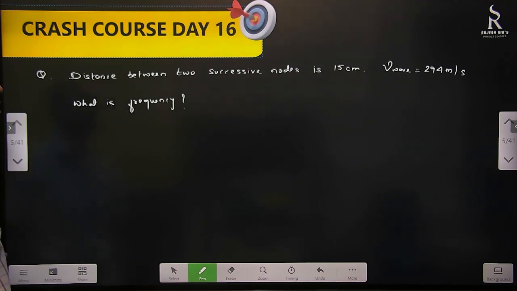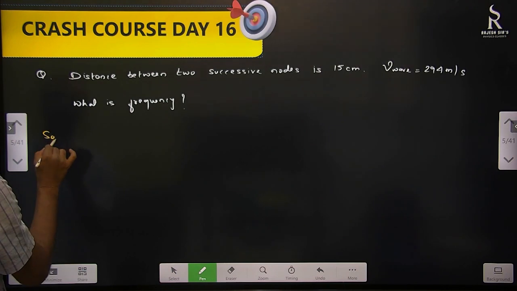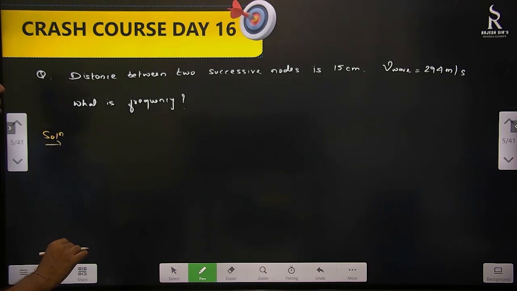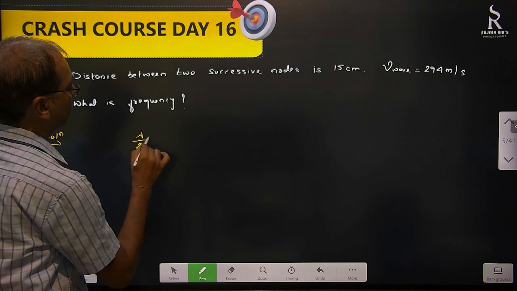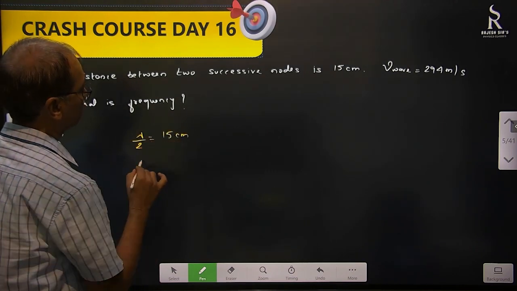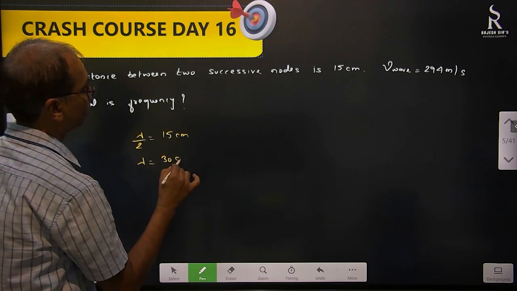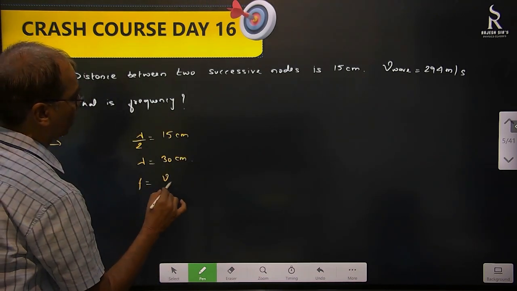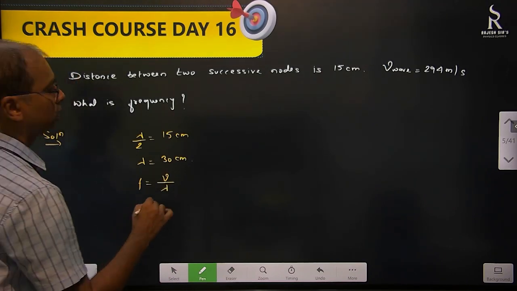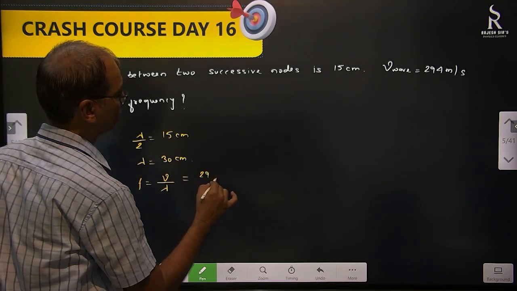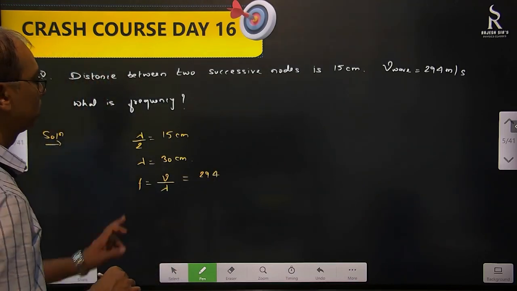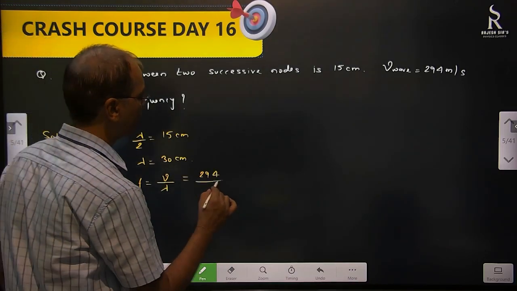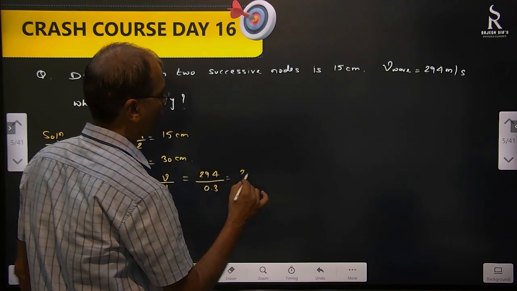Distance between two successive nodes is 15 centimeter. Velocity of wave 294. What is the frequency? Okay, fine. We know that the distance between two successive nodes is lambda by 2. So lambda by 2 is given 15, so lambda is 30. Okay, the frequency is V by lambda. So V is given 294 meter per second. This lambda is in centimeters, so we will write it in meters, 0.3. So it is 2940 by 3.